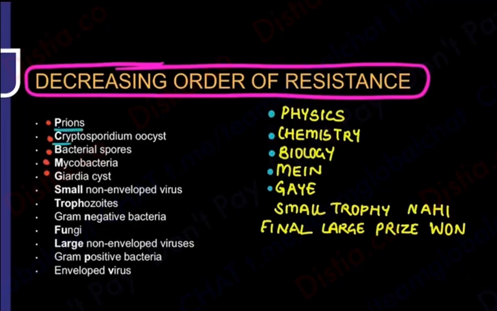Physics means, so P, C, B, M, G. P for prions, C for Cryptosporidium oocyst, B for bacterial spores, M for, of course, there's one organism, Mycobacteria. G से कौन सा parasite याद आता है? Giardia. Remember, prion, Cryptosporidium, bacterial spores, Mycobacteria, Giardia cyst. Okay, physics, chemistry, bio में गए.